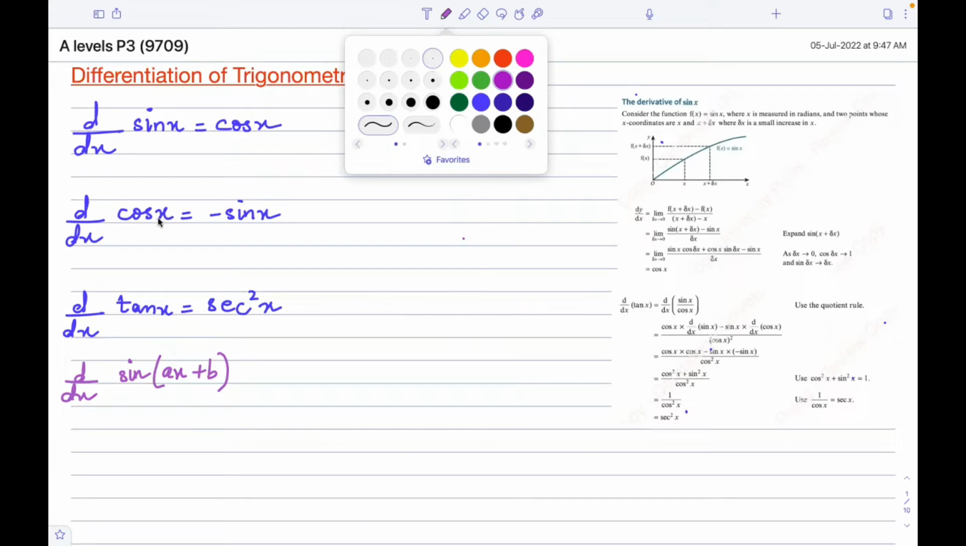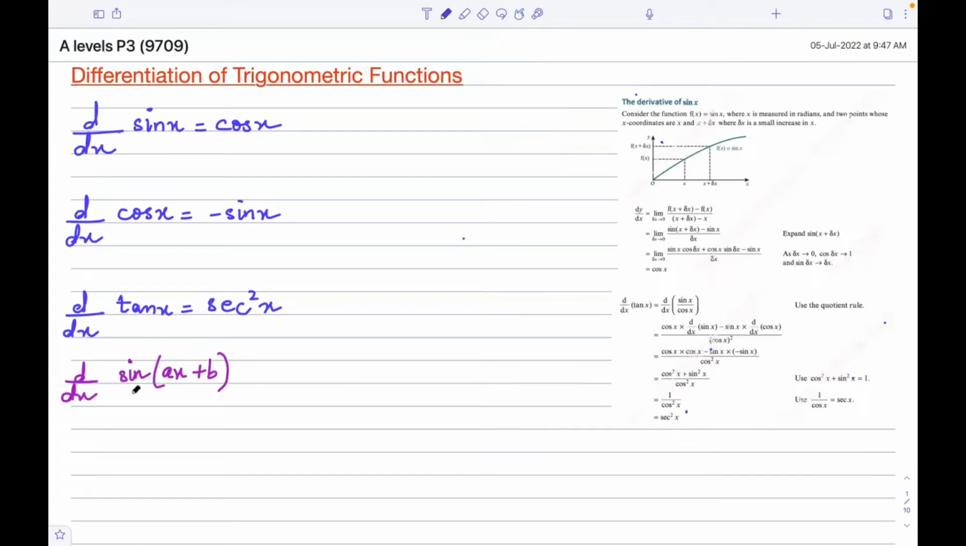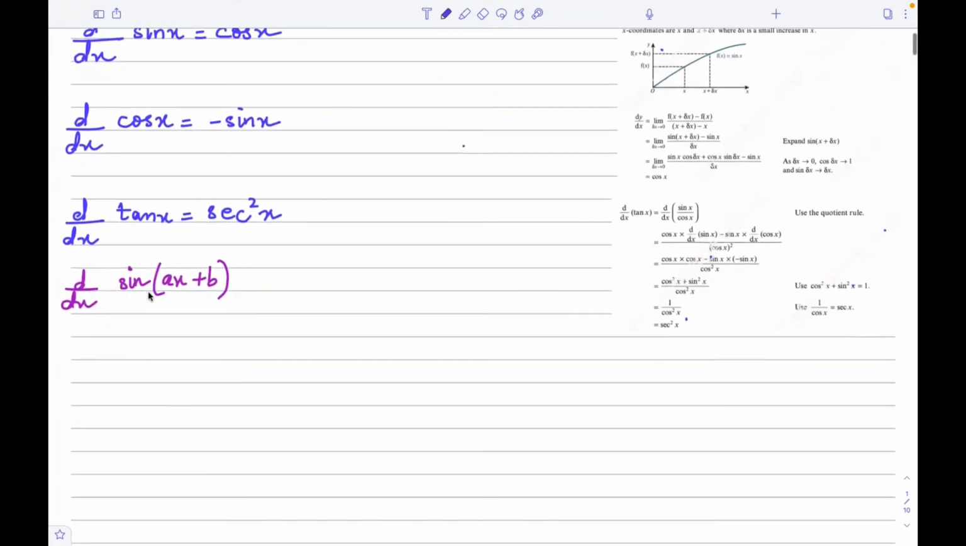Similarly, the derivative of cos x is negative sine x, and the derivative of tan x is sec squared x. Now, if you have to differentiate a function of the form sine of ax plus b, we can differentiate it by using the chain rule.